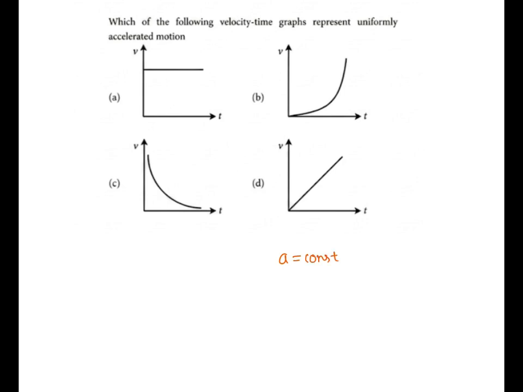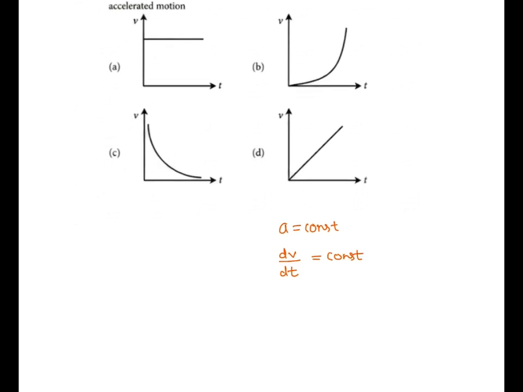And now what is acceleration? Acceleration is dv by dt. It is the rate of change of velocity with respect to time. And they are saying it is constant, right? If dv by dt is constant, then what is dv by dt? It is the slope of the vt graph. So it is the slope of the vt graph, and the slope is constant.